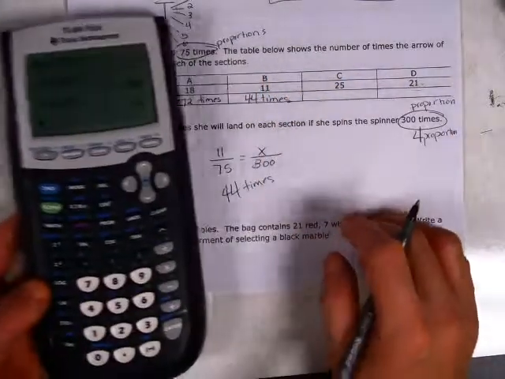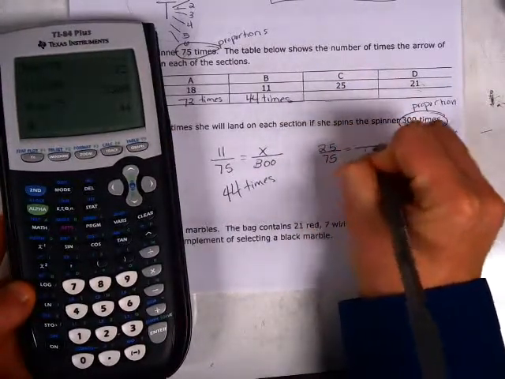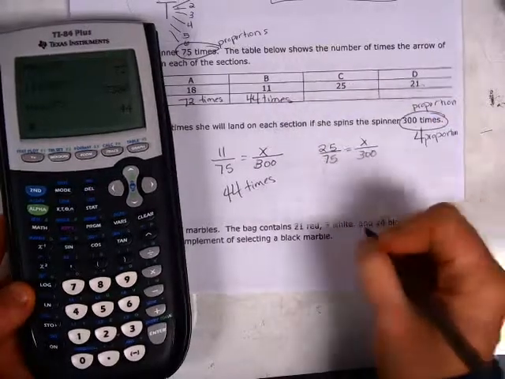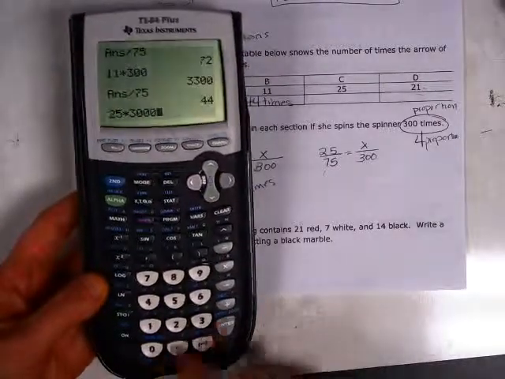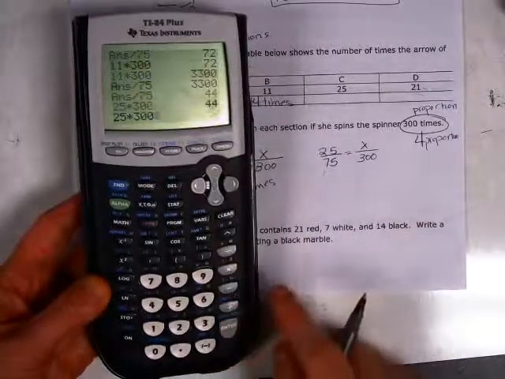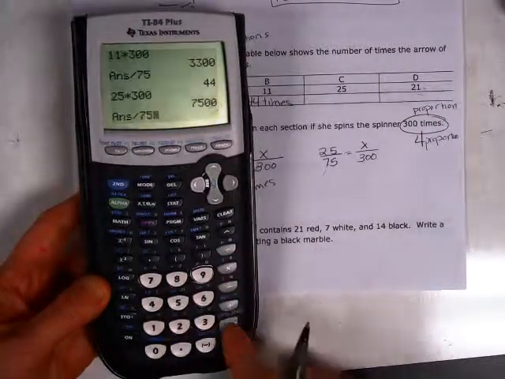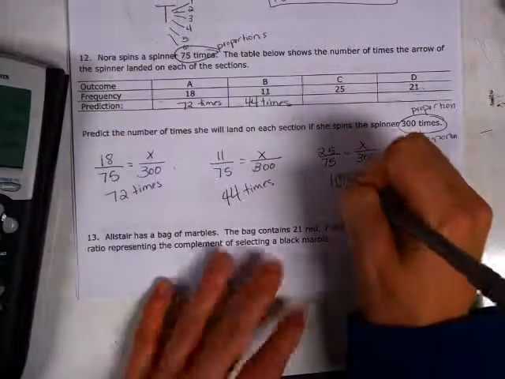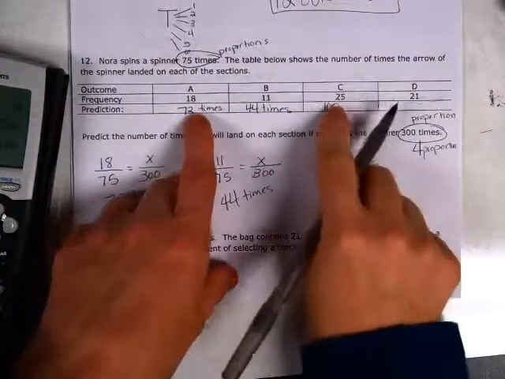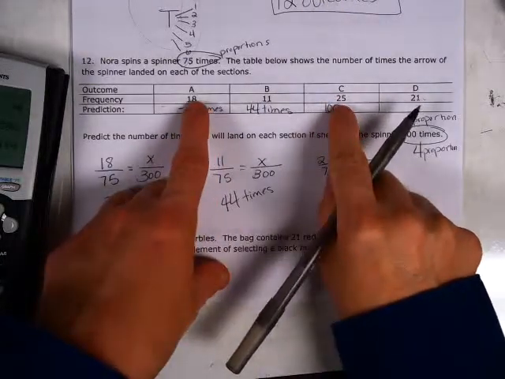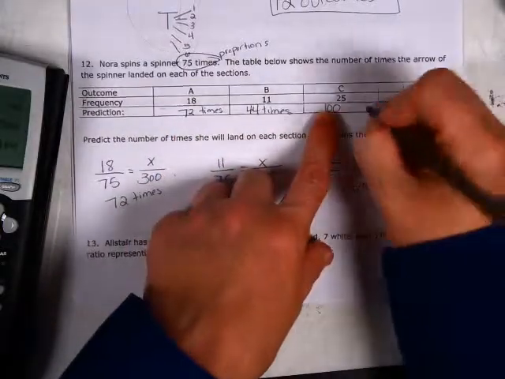Okay, next one, 25 out of 75 equals what out of 300. Okay, again, 25 times 300, not 3,000, 300, divided by 75 equals 100 times. So this would be 100. And again, that makes sense because 25 is slightly larger than 18. And 18 was 72 times. This is 100 times.